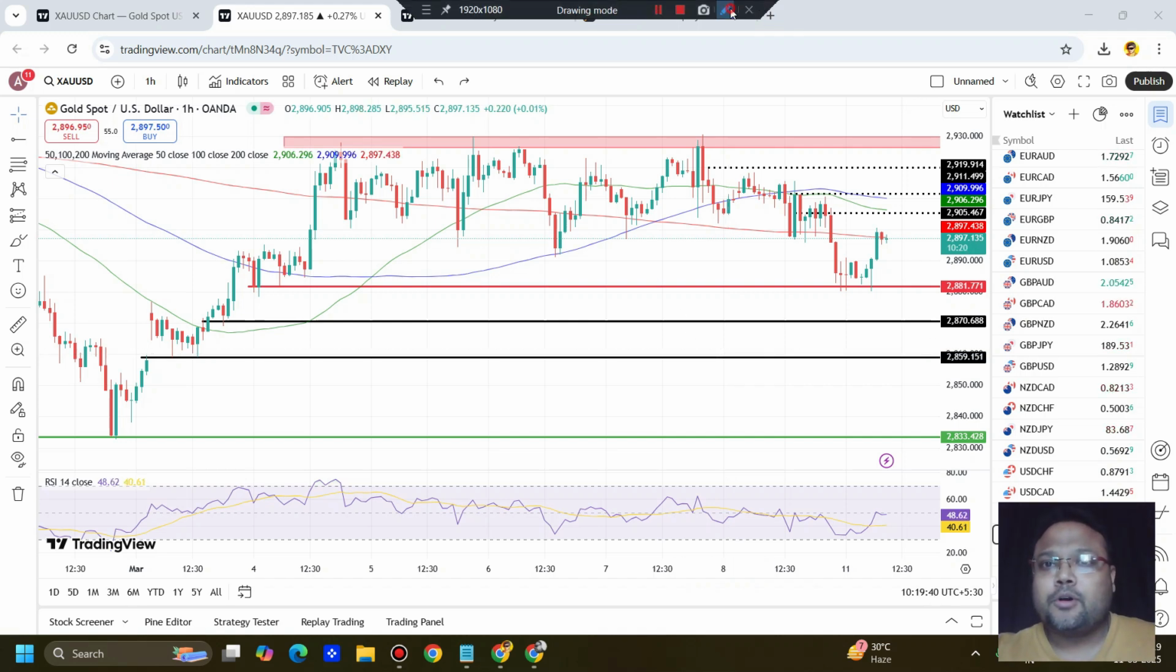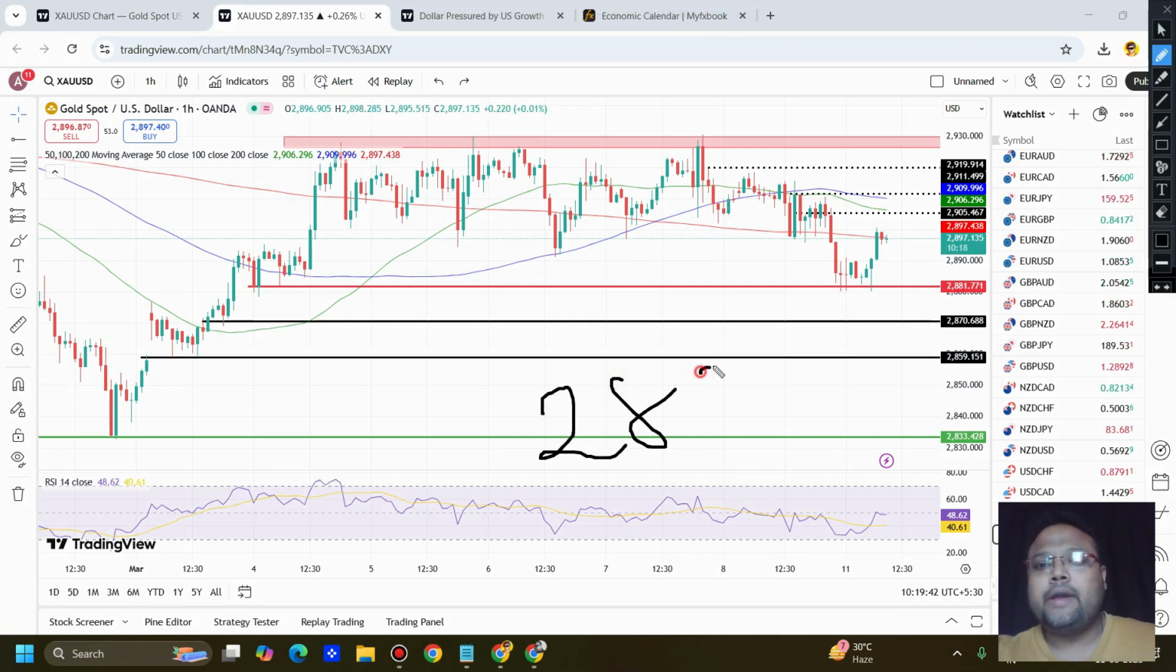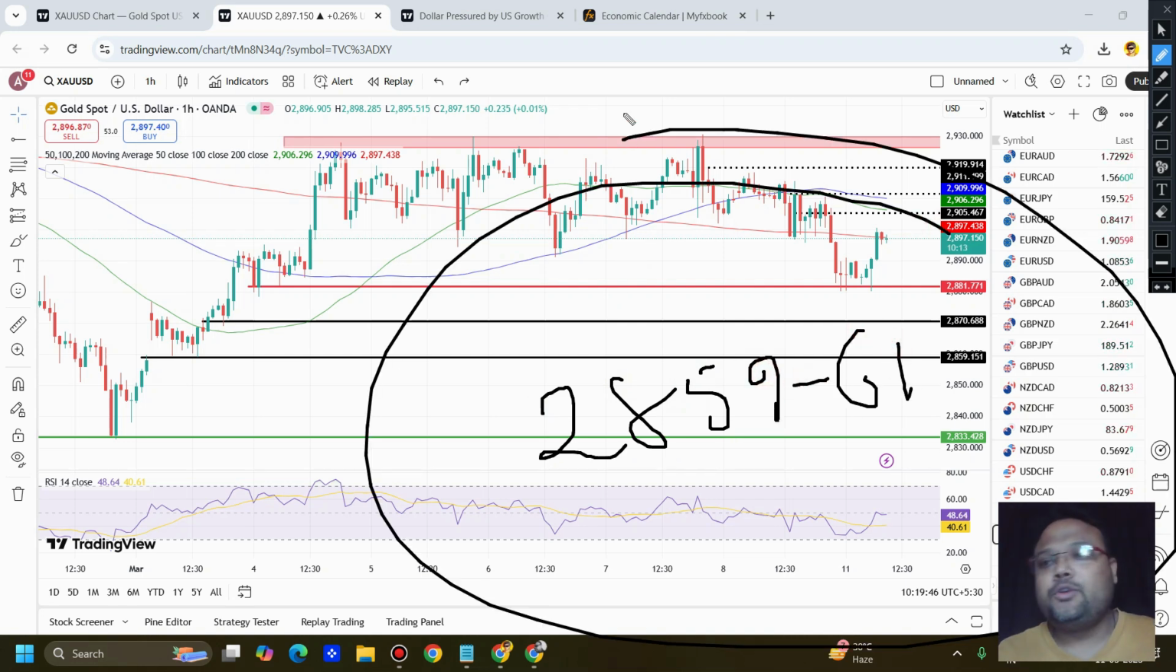And the second support on the chart of gold is around 2859 to 2861. So these are the two support levels on the chart of gold where we can look for a buy position. Again, I'm repeating, the market may seem to be sideways or choppy, but we can see the market is slowly forming lower highs here. So formation of lower highs in a sideways market indicates a higher possibility of market breaking the previous low and going down.